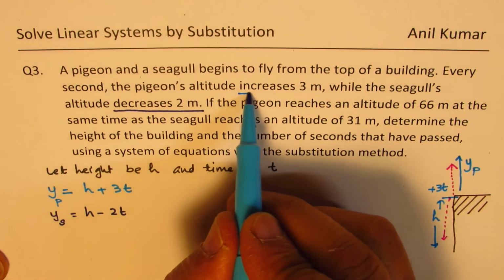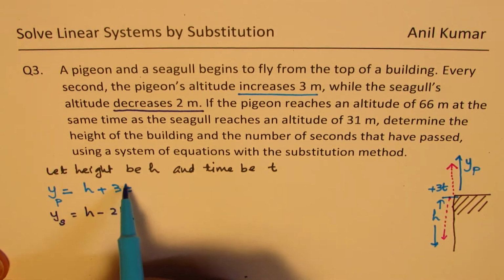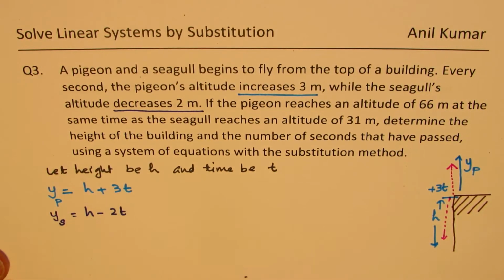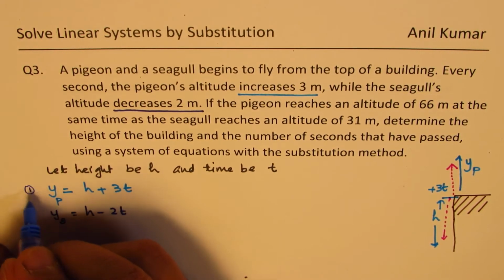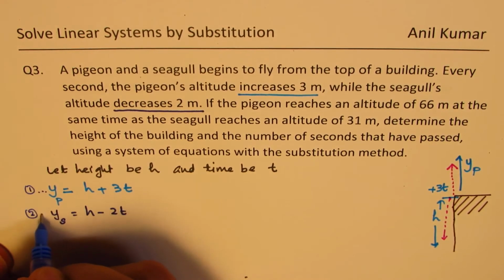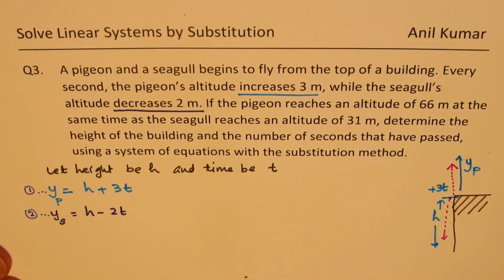And the first case, increasing by 3 meters. So you add 3 times t. Every second, right? 3 meters per second. So you get your two equations. So let's number these equations as our equation 1 and 2. So we get our first equation and the second equation. Now we have two equations and two unknowns, h and t, which we need to figure out. Okay. So we are given these two heights also at time when the situation is given.